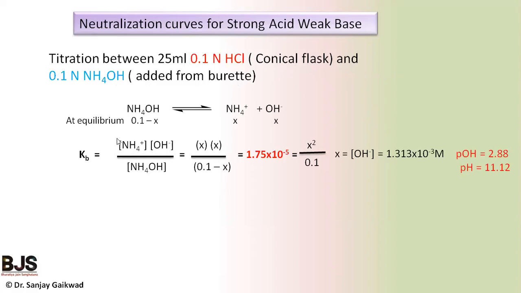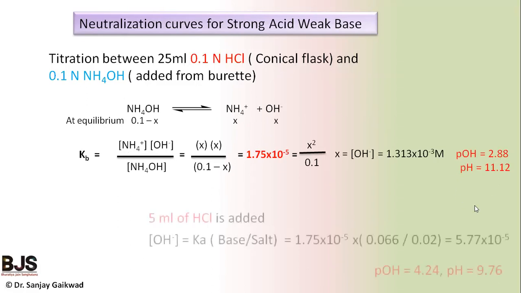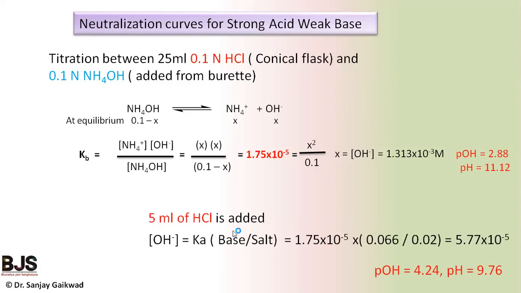Now similar to the acetic acid solution, what happened? We observe that the ammonium hydroxide also dissociates into ammonium ions plus hydroxide ions. And when we are calculating the Kb, similar to that, the pOH is 2.88, but the pH of the solution is 11.12. Now when we are adding the 5 ml of HCl solution from the burette, it is observed that the hydroxide ion concentration is 5.77 into 10 raised to minus 5, and pOH is 4.24. Therefore the pH of the solution is 9.76.